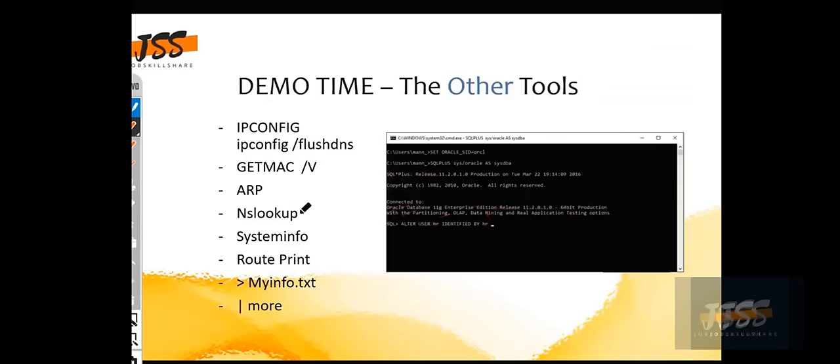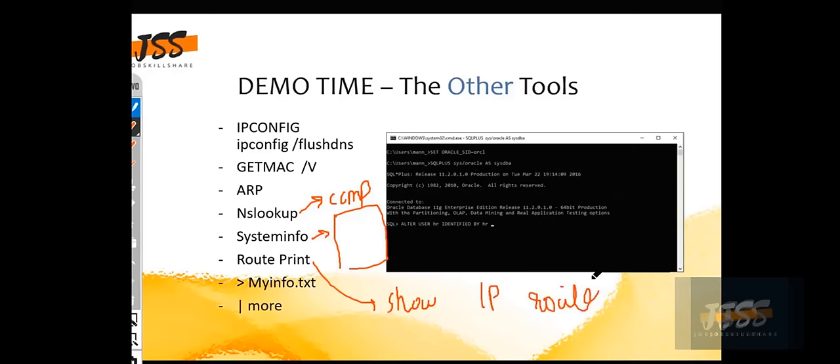Then we have nslookup. We have one dedicated section talking about nslookup, and we'll go into a lot of detail. Systeminfo is going to give you information about your computer, and I will demonstrate this one as well. Route print is like, if you are familiar with a routing environment, the command show ip route, which is going to give me information on how many best paths I have. So in the command prompt, you can use route print.